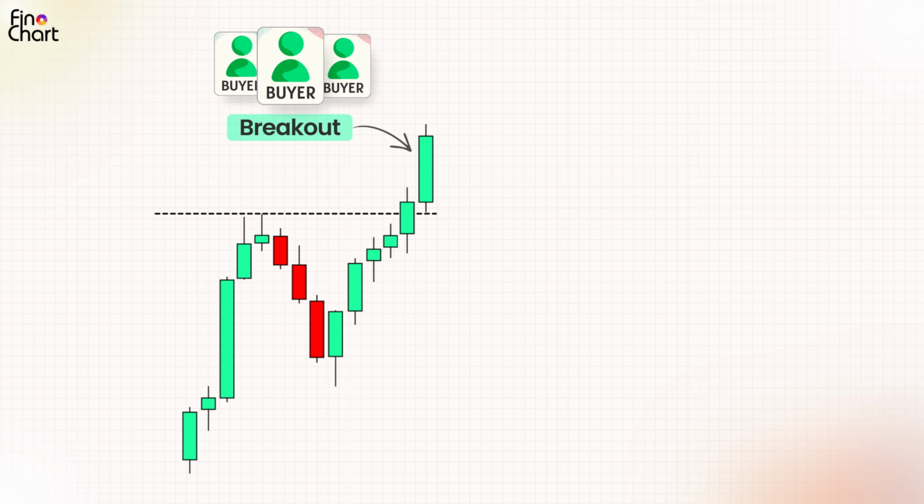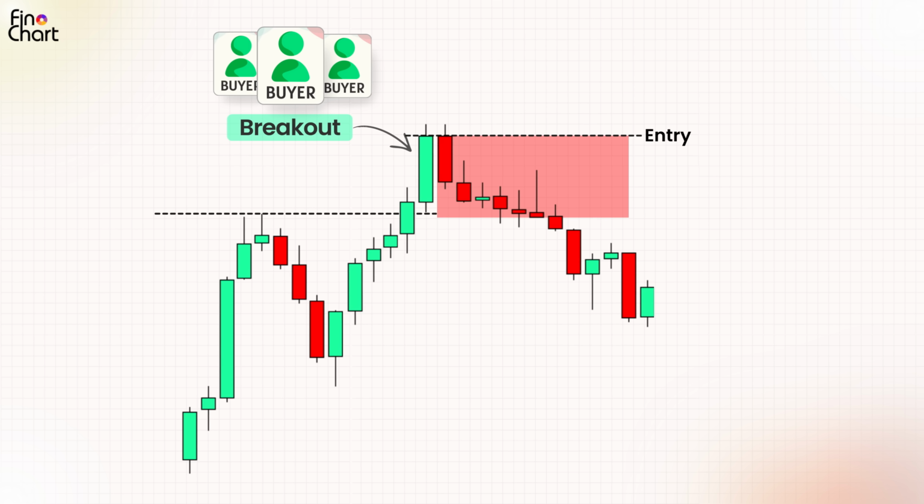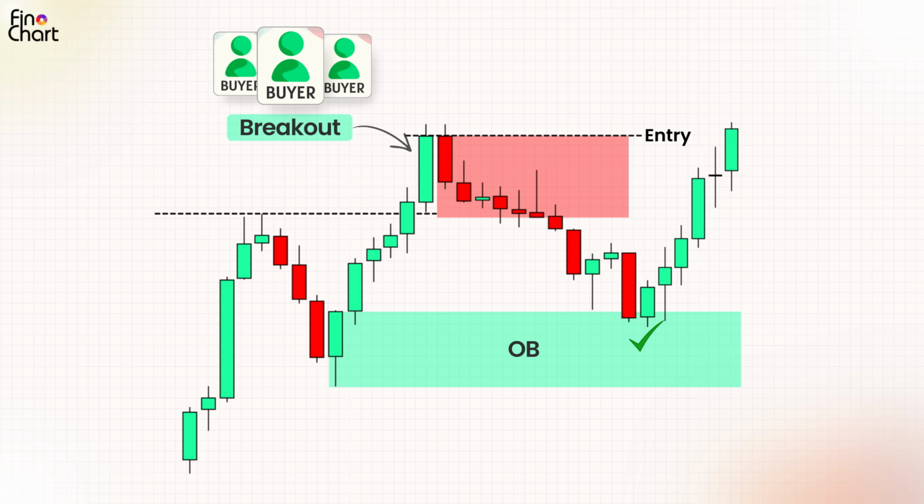A bunch of retail traders enter long trades in the direction of this breakout, but then price reverses, hunts all their stop losses, grabs their liquidity, and comes right back down to our order block area. It touches the order block zone, fills the remaining pending orders, and then shoots back up, continuing the original uptrend.